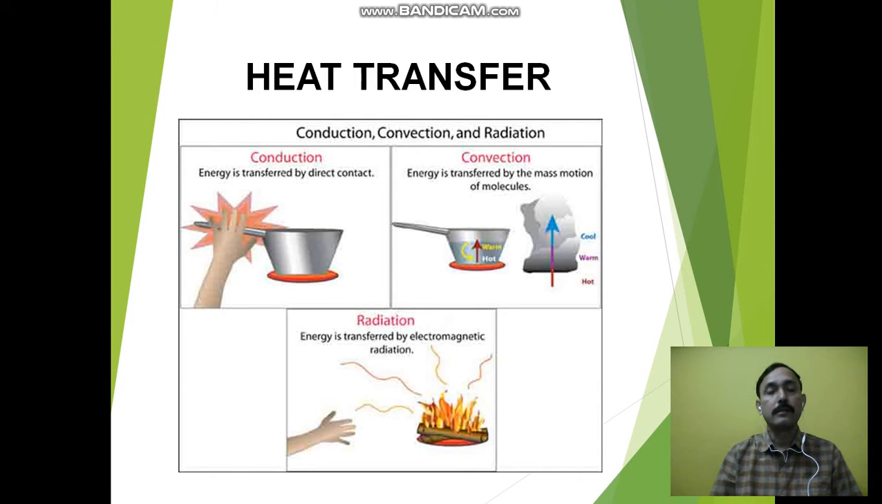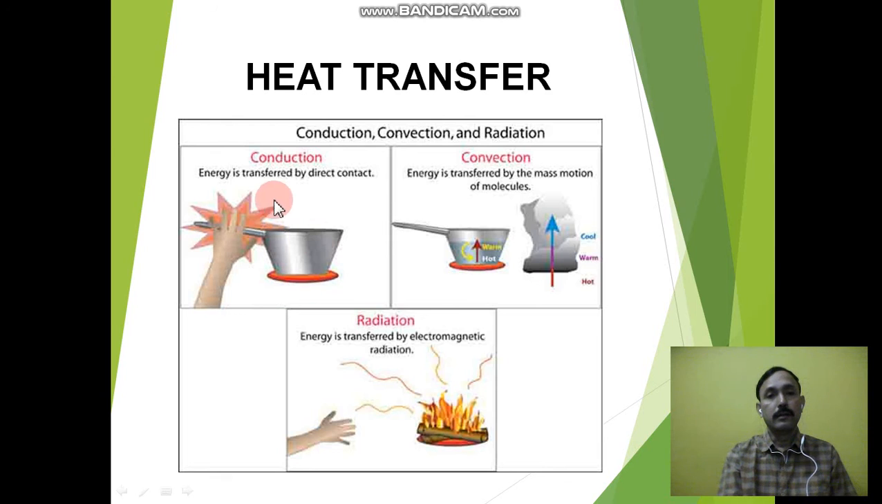Now, let us discuss heat transfer. There are actually three modes of transfer of heat. Number 1, conduction. Number 2, convection. Number 3, radiation.